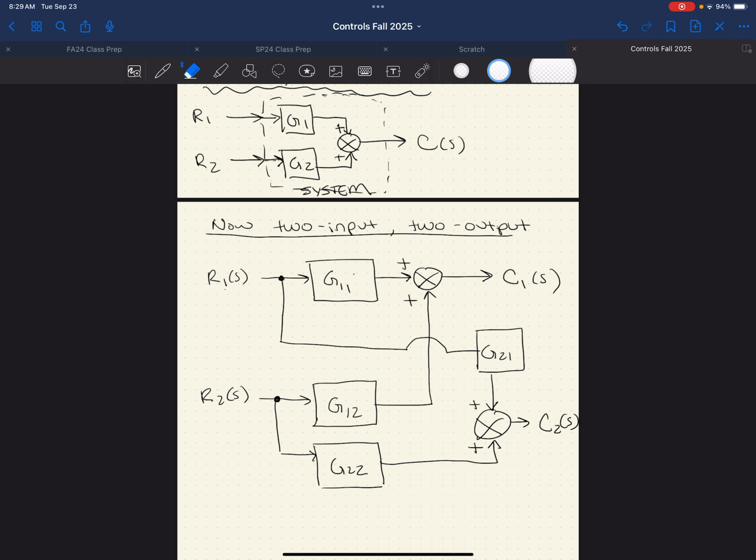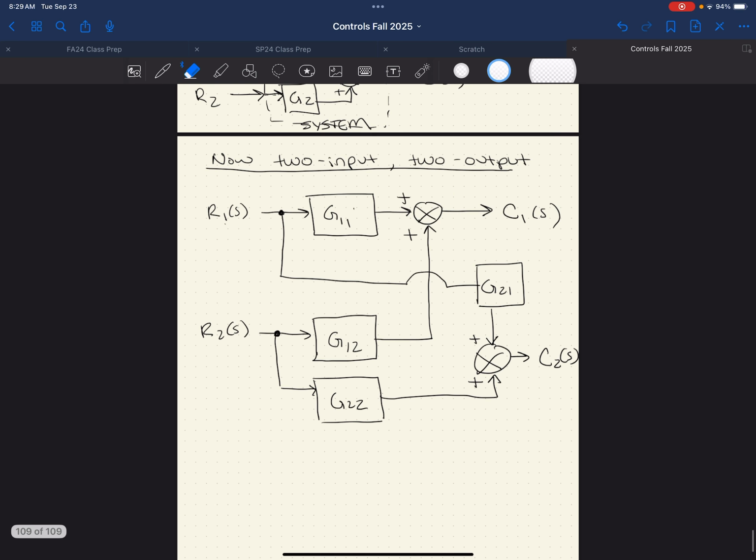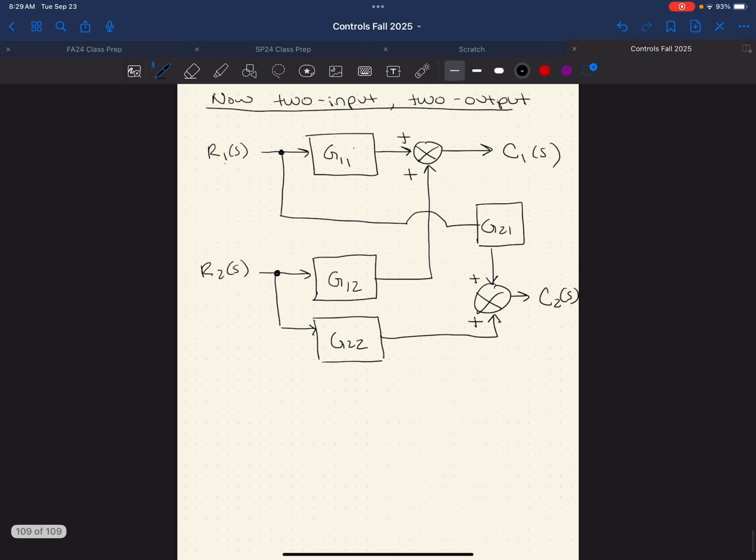Oof, that got messy. That's a pretty nasty block diagram, and it's only 2 input, 2 output. Can you imagine if we had like 60 inputs and 60 outputs? That would get really intractable really, really quickly. There is a slightly more compact way we could write this.